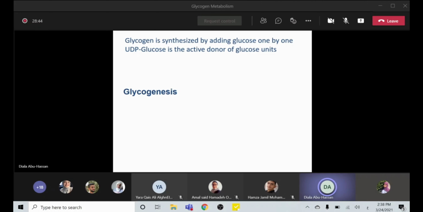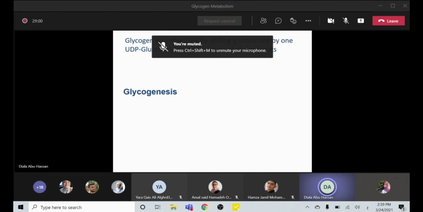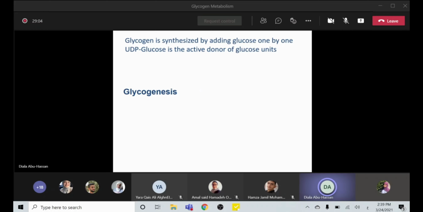So glycogen can be synthesized by adding these glucose residues one by one. And remember, they are added in a different format. They're added as UDP glucose. Okay, this process is called glycogenesis. The opposite process, glycogen degradation, is called glycogenolysis, breakdown of glycogen. And this one, glycogenesis, is the formation of glycogen.